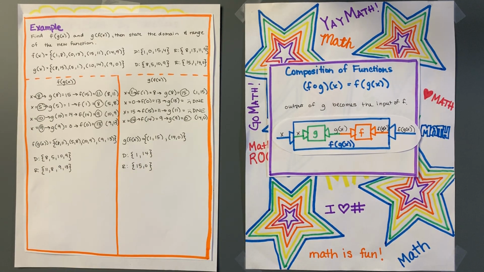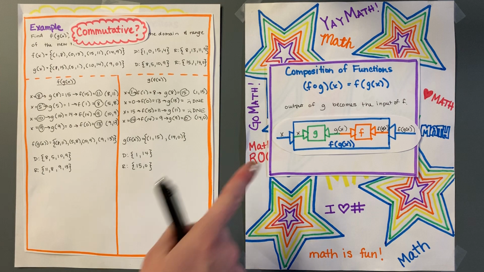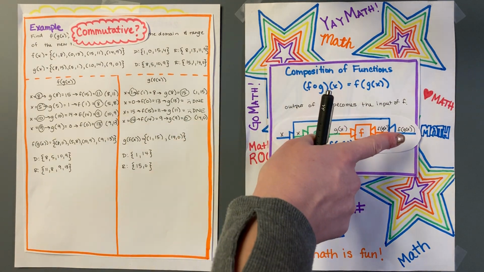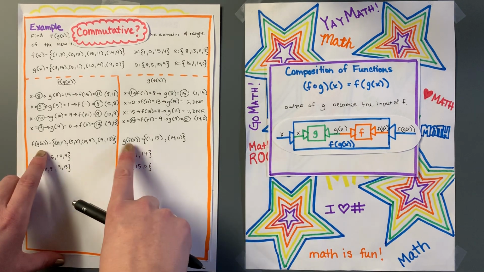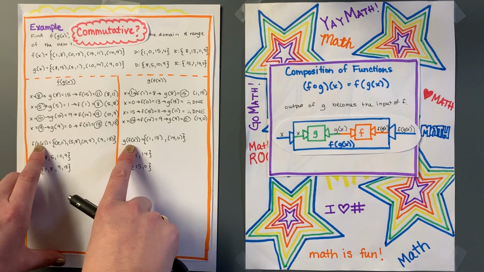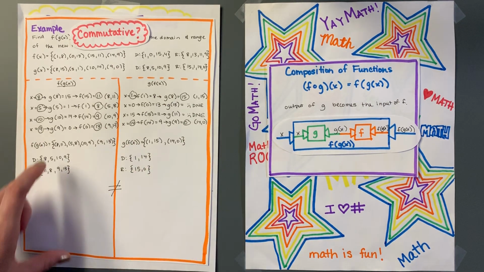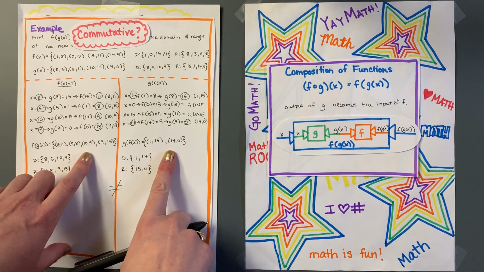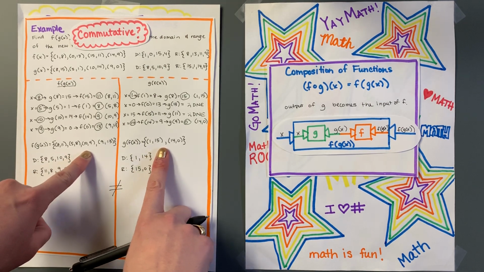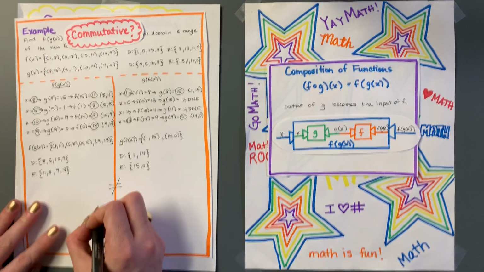So now I want to ask the question, is this commutative? So is this operation composition of functions commutative? So that means if I'm going this direction through the machine, is it the same as going this direction through the machine? And what I end up seeing is that f of g of x is not equal to g of f of x. They have different domains, they have different ranges, and the functions themselves are just a different set of ordered pairs. That means that this is not a commutative operation.